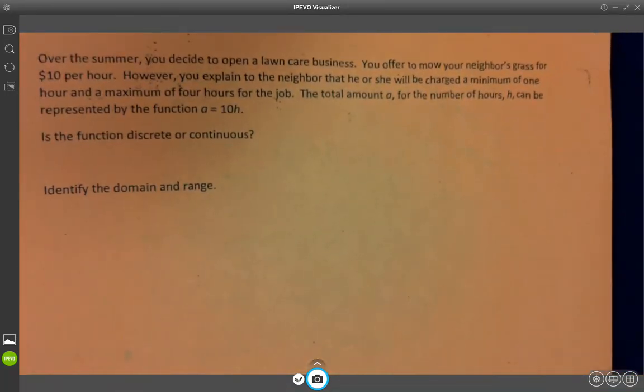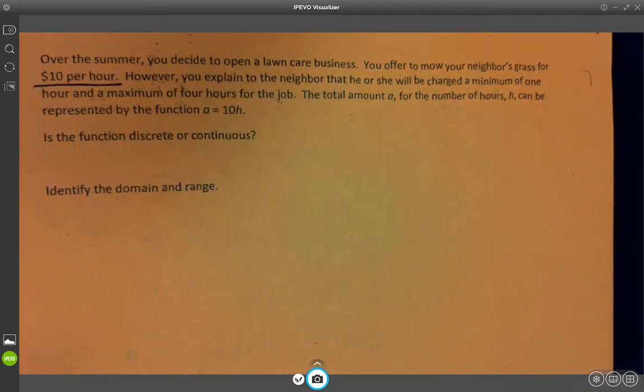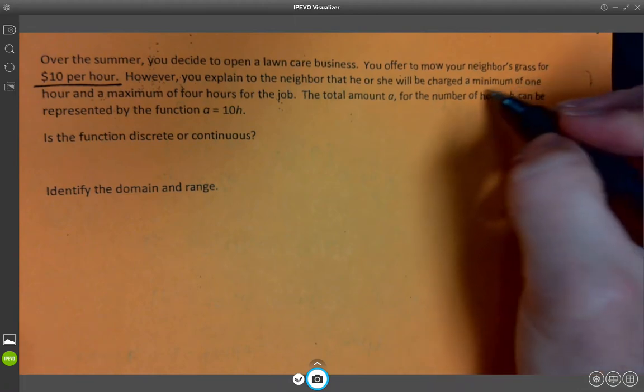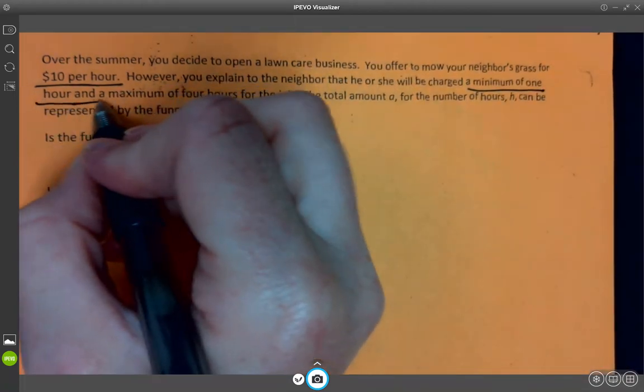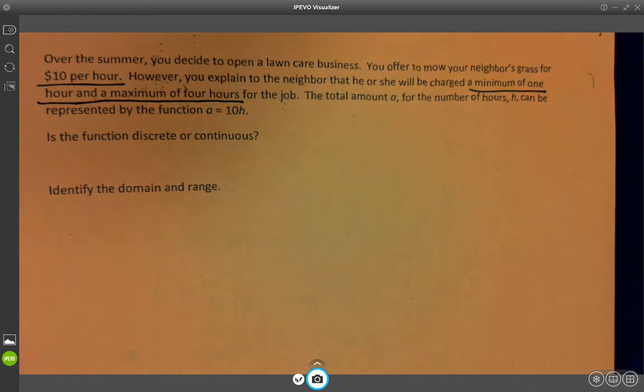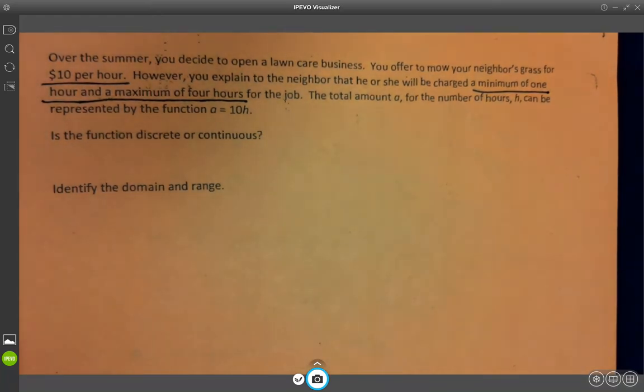It says, over the summer, you decide to open a lawn care business. You offer to mow your neighbor's grass for $10 per hour. So underline that. It's important. However, you explain to your neighbor that he or she will be charged a minimum of 1 hour and a maximum of 4 hours for the job. Total amount A for the number of hours H can be represented by the function A equals 10H. Is this function discrete or continuous?